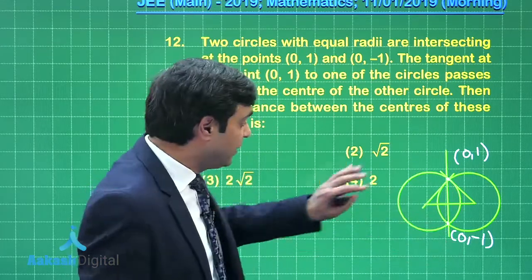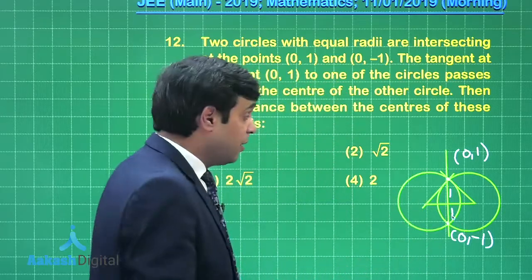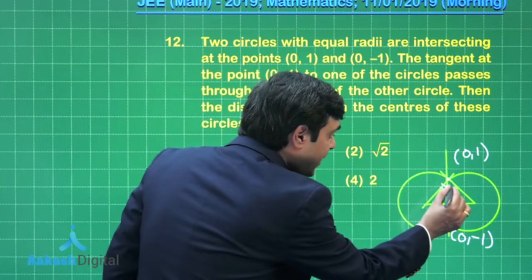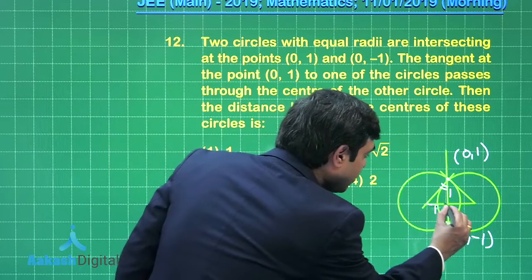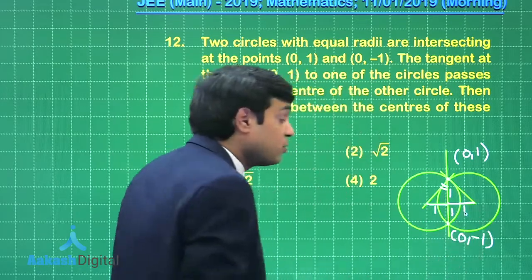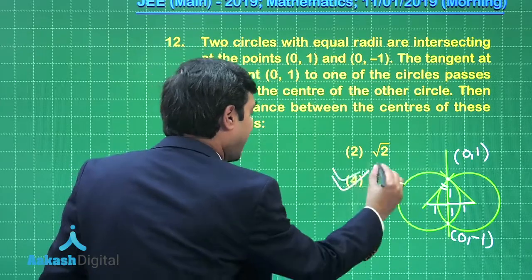This is clear. When this length is 2 units, meaning this length is 1 unit, this is 1 unit. When this is 90 degrees, so this remaining angle is 45 degree. When this angle is 45 degree, then this length is also 1, meaning this is also 1. So, what is the distance between the centers? Distance between the centers is clearly obtained as 2 units.